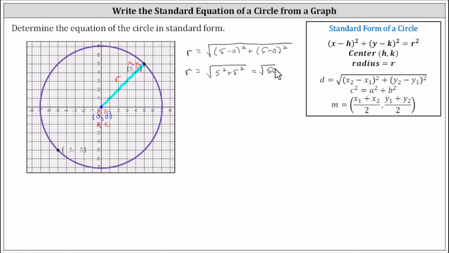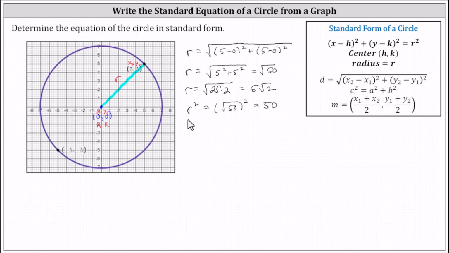We do not have to simplify the square root of 50 if we're only looking for the equation of the circle, because notice the equation calls for r². But if we are asked to state the radius, we should simplify the square root of 50. Recall 50 is equal to 25 times 2, where 25 is a perfect square. The square root of 25 is equal to 5. r is equal to 5√2. But again, there's no need to simplify this if we only need the equation, because the equation calls for r². And notice r² is equal to the square of the square root of 50, which equals 50.